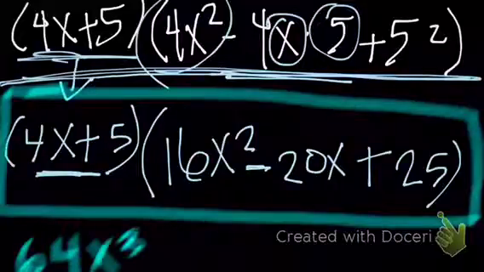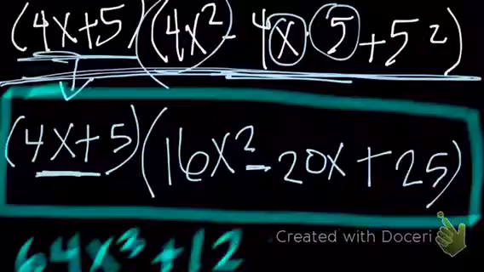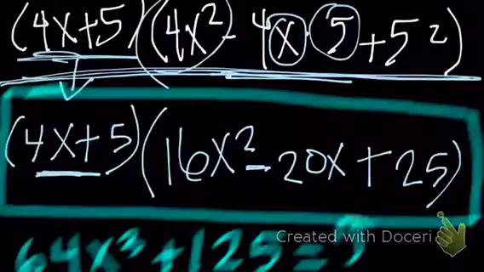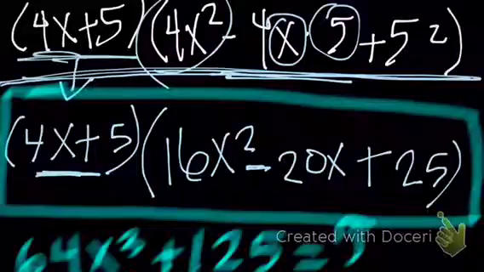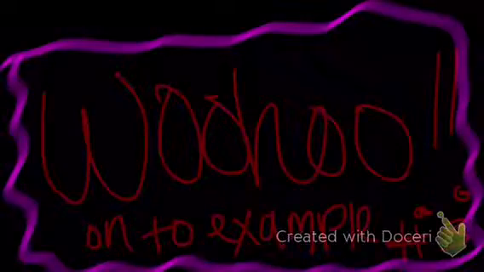64x cubed plus 125 is going to equal 4x plus 5 times 16x squared minus 20x plus 25.